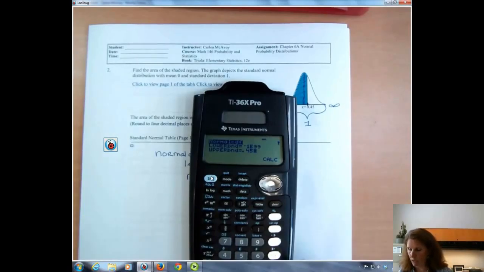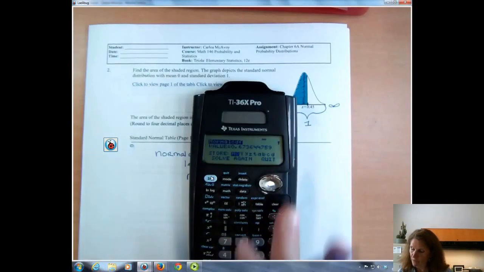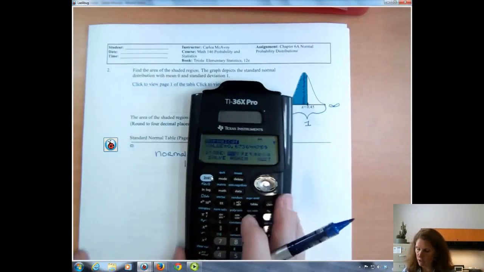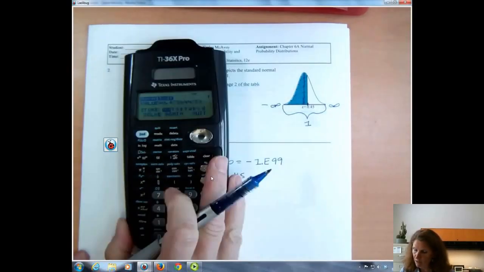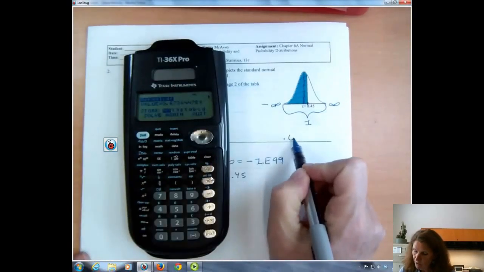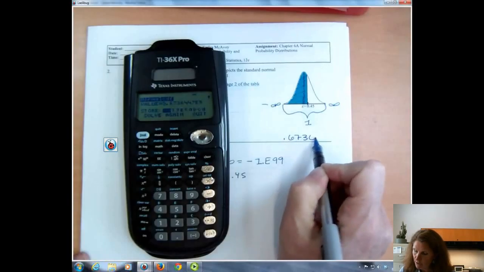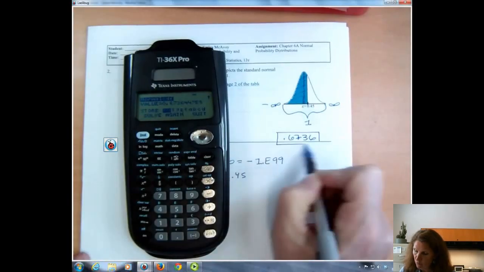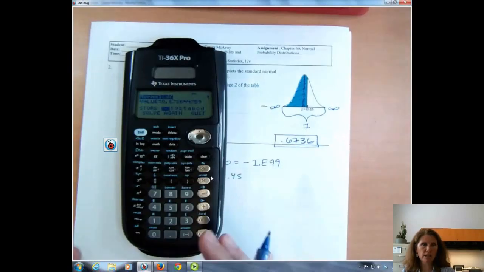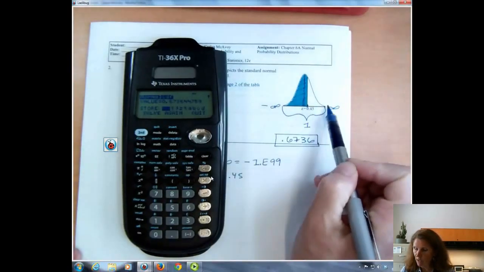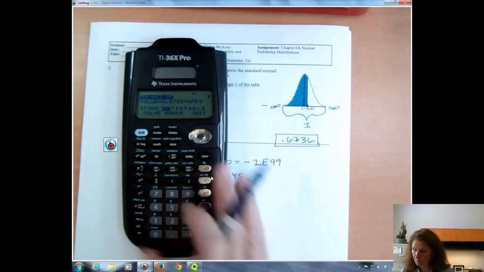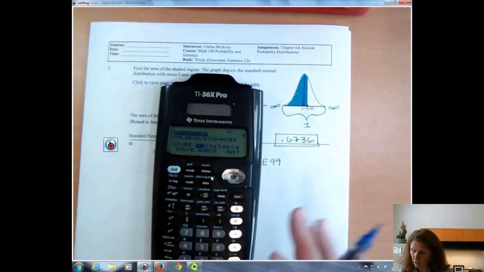I'm not going all the way to the right. What would I get if I just left it as it was? Well, we can see that in a second, but it should be 1, right? Let me stop that tangent. If I go from negative infinity up to 0.45, what I'm getting is 0.6736. That's the part out of 1 that's shaded in that diagram. So about 67% is to the left, and then the rest of it to the right is unshaded. So that's what I put in there to get that.